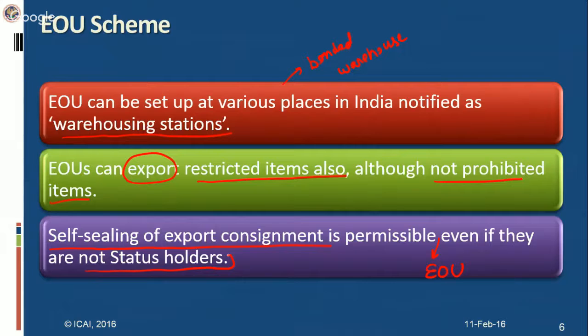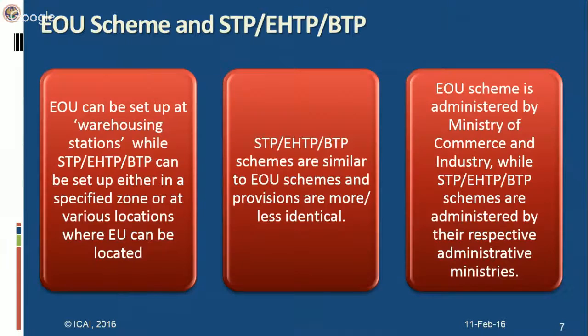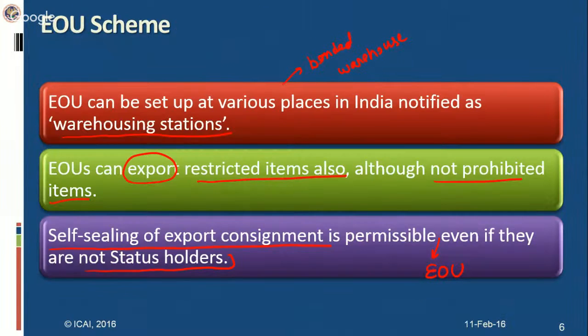So this is also a special facility which is given to an EOU. Now I told you that EOU is a bonded warehouse. So what do I mean by that? When I say EOU is a bonded warehouse, it means that the premises of the whole factory of EOU are treated as a bonded warehouse. These premises have to be registered. EOU has to obtain a license as a bonded warehouse, as a private warehouse under customs law.